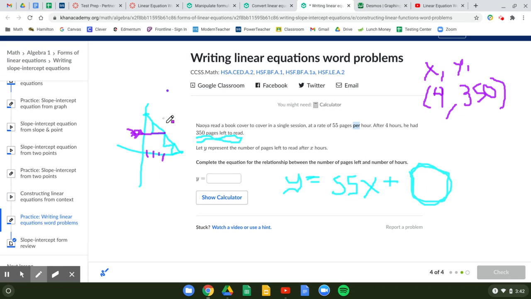Oh, also another thing, since it's going down, this is a negative because we're looking at a decrease in pages. The amount of pages left are going down by 55 every hour. So we have a negative 55 for our slope. We've got 4 for our x1, and we've got 350 for our y1. Why don't you go ahead and try pausing the video now and see if you can figure out how many pages there were originally in the book.